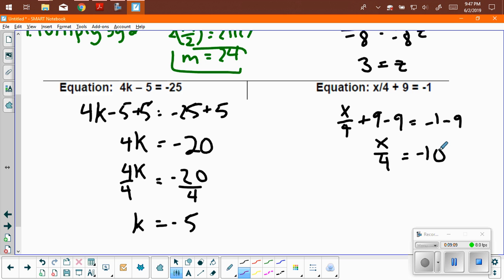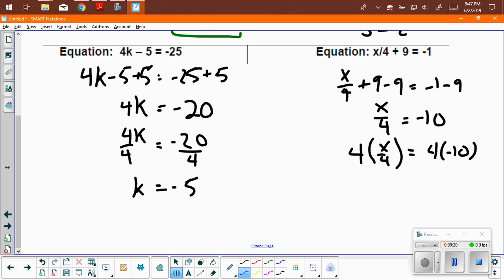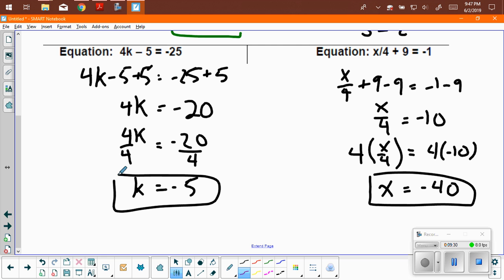Okay, last step. I'm dividing by 4. The opposite is to multiply by 4. 4 times negative 10. Okay, so x equals negative 40. And we're done. All right.